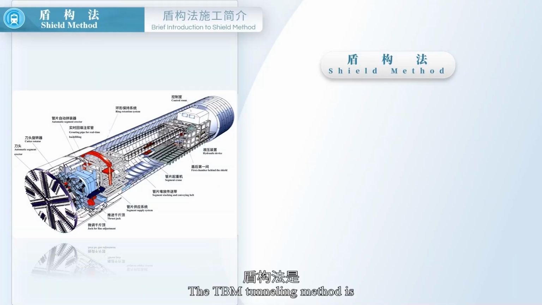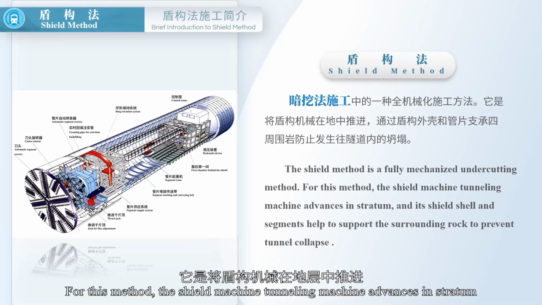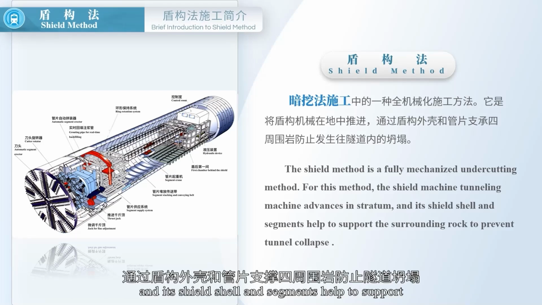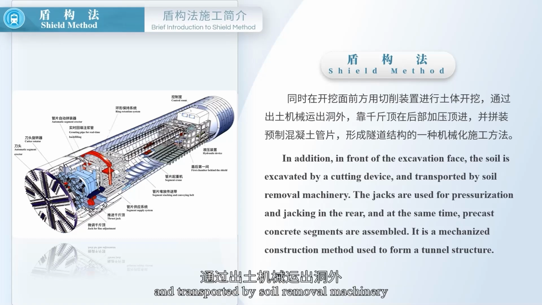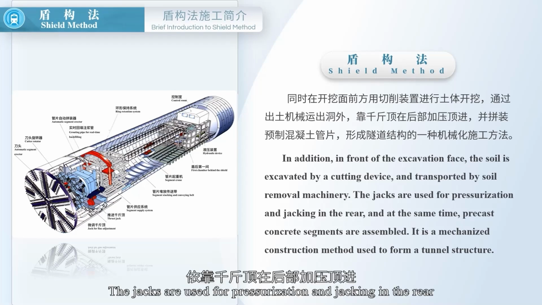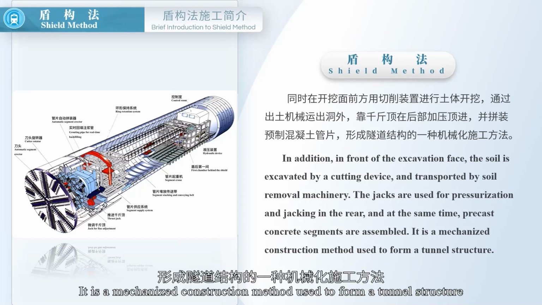The TBM tunneling method is a fully mechanized undercutting method. For this method, the TBM tunneling machine advances in the stratum, and its shield shell and segments help to support the surrounding rock to prevent tunnel collapse. In addition, in front of the excavation face, the soil is excavated by a cutting device and transported by soil removal machinery. The jacks are used for pressurization and jacking in the rear. At the same time, precast concrete segments are assembled. It is a mechanized construction method used to form a tunnel structure.